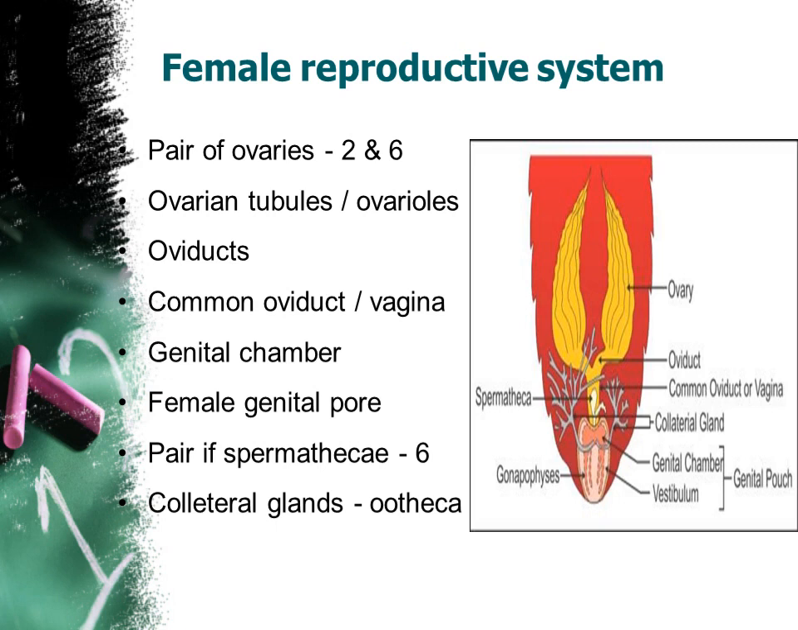The next region is the ovarian tubules, or it is known as ovarioles. So inside this ovary, can you watch, tubules are given inside this ovary, right? So that is known as ovarian tubules or ovarioles. Okay. So what is the role of these ovarioles? This ovary is producing the ovum, right? So this ovum will be collected and arranged as a chain inside these ovarioles, right?